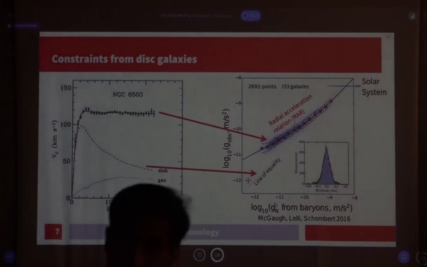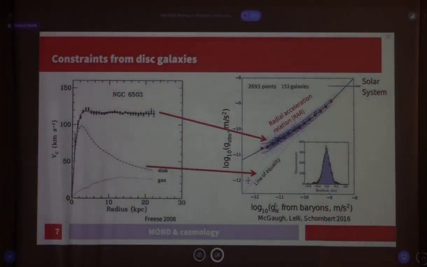Now, one way to show the discrepancy is to show the rotation curve in a different way. In other words, you can show the centripetal acceleration inferred from the rotation curve as a function of the g_N, which is the Newtonian gravity you expect from the baryons alone. Now, the line of equality is here, and that corresponds to the Newtonian expectation for the rotation curve using just the visible mass. The point of the flat rotation curve problem is the actual g, the g_obs, which is like the circular velocity squared divided by the radius, is much higher.